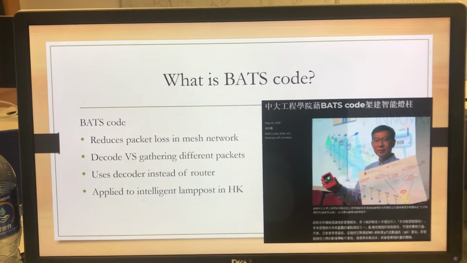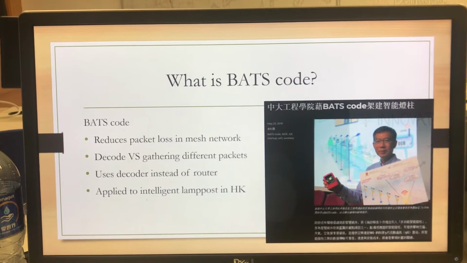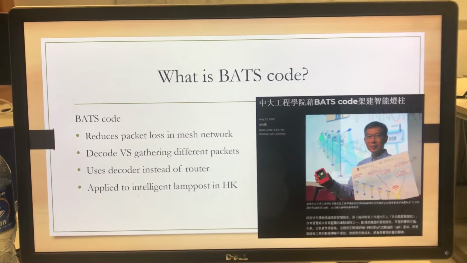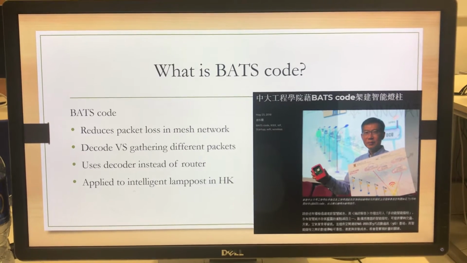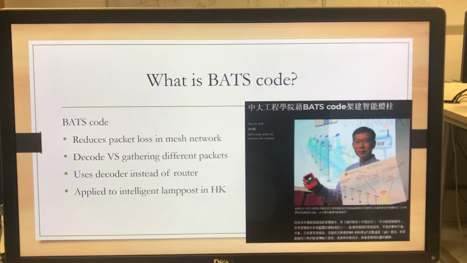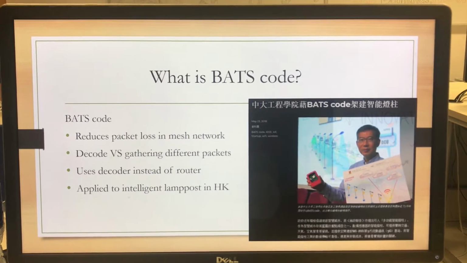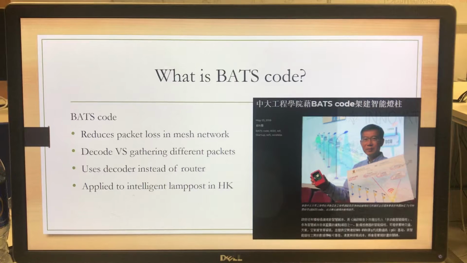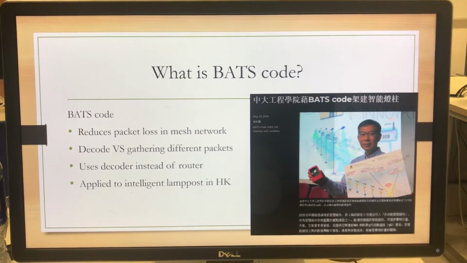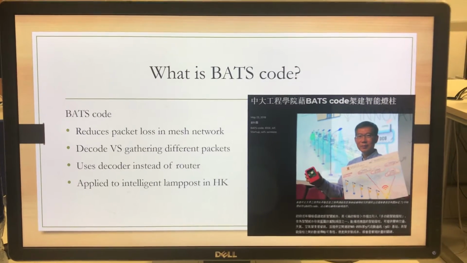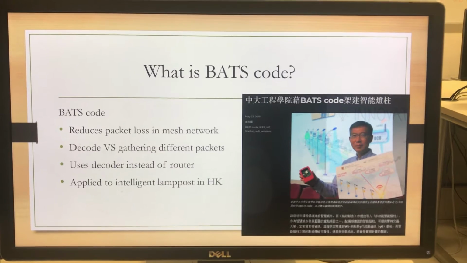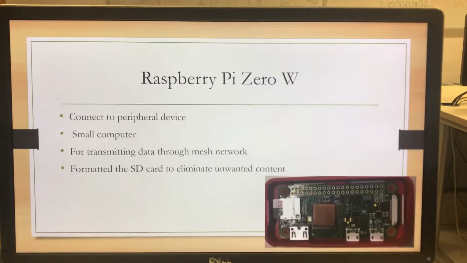And it is also applied to different intelligent industries in Hong Kong. For example, the intelligent lamppost. The intelligent lamppost in Hong Kong measures different weather conditions like the humidity and the temperature of the air, as well as the traffic information. So it will probably be applied throughout Hong Kong. So passcode is a very useful future development.